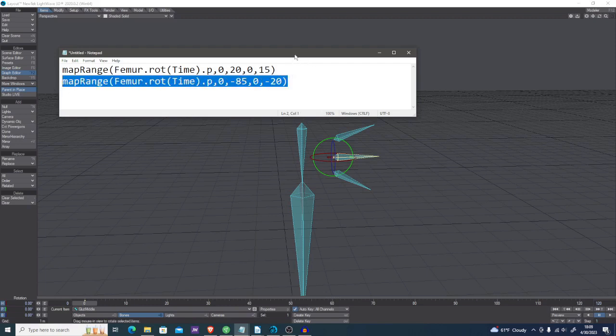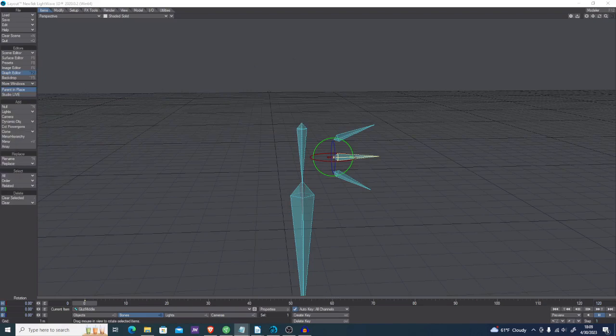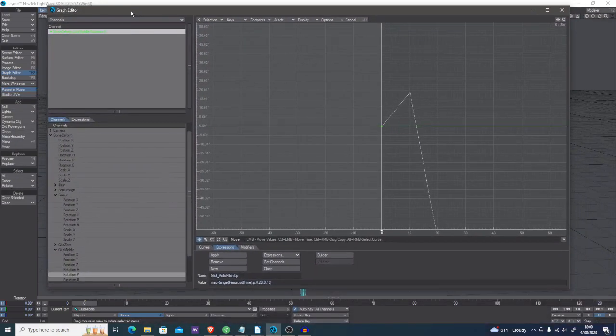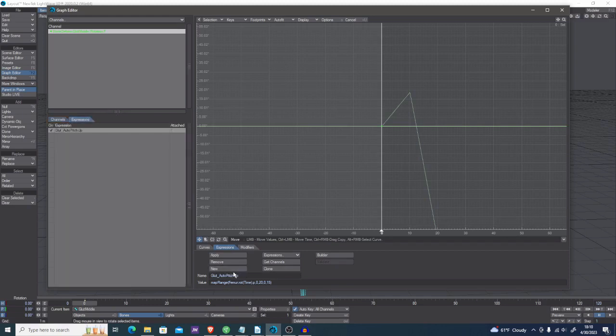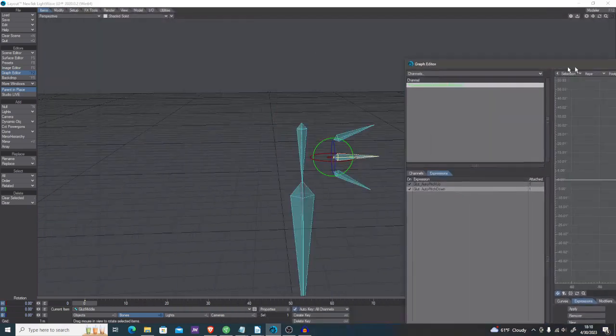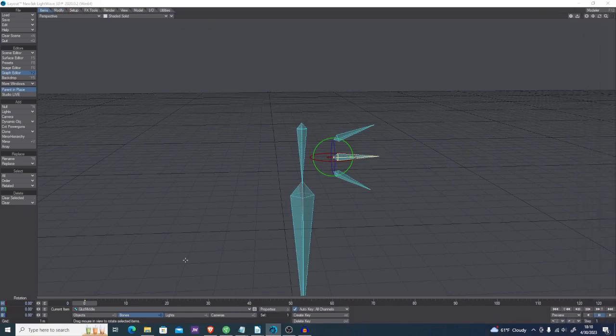Now, generally, I would just simply type these into the graph editor, but I want the audience to see what I'm typing. That's the reason why I'm doing it this way. I'm going to keep it on the same channel. I'm going to create a new expression. I'm going to call it glute auto pitch down. And I'm going to paste that new expression and apply it. And there it is. So both of these expressions are running now.